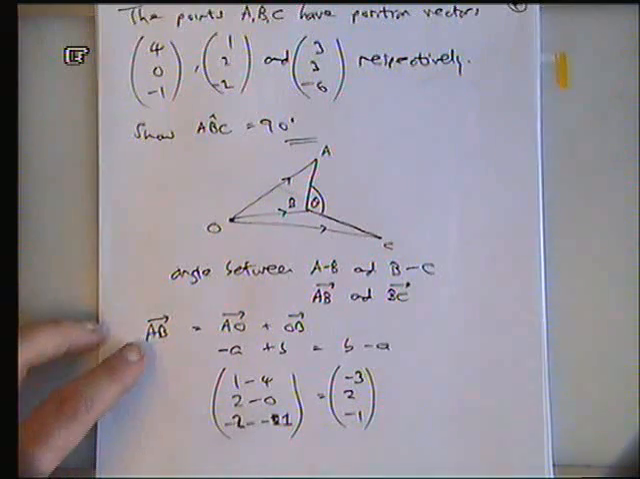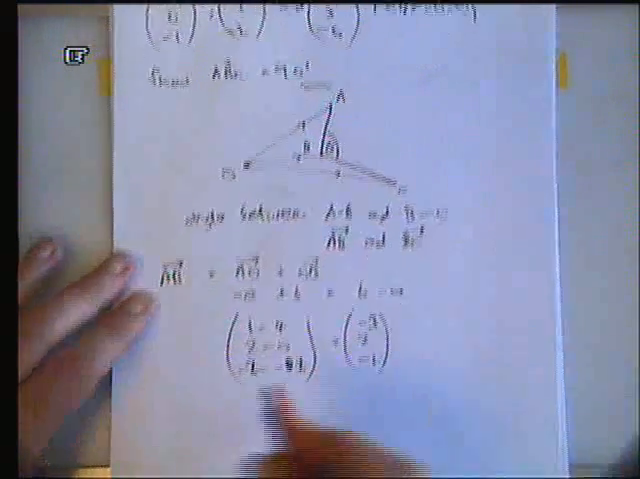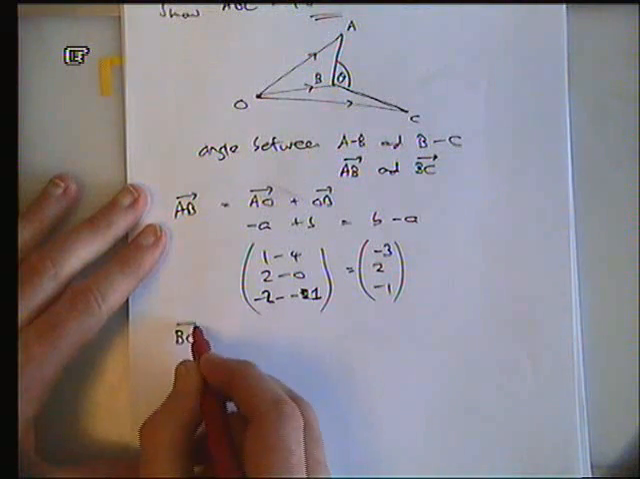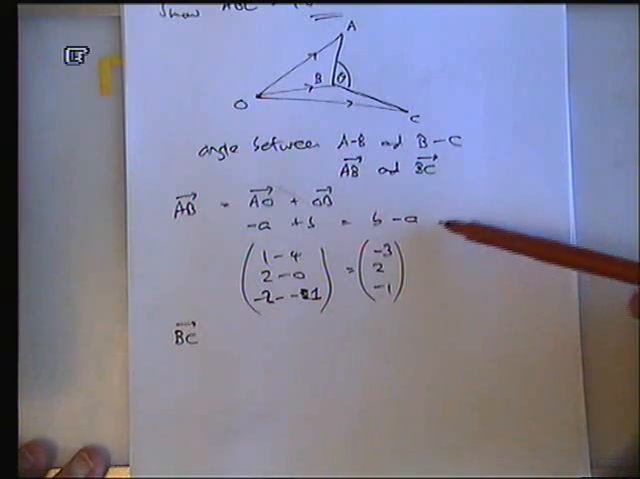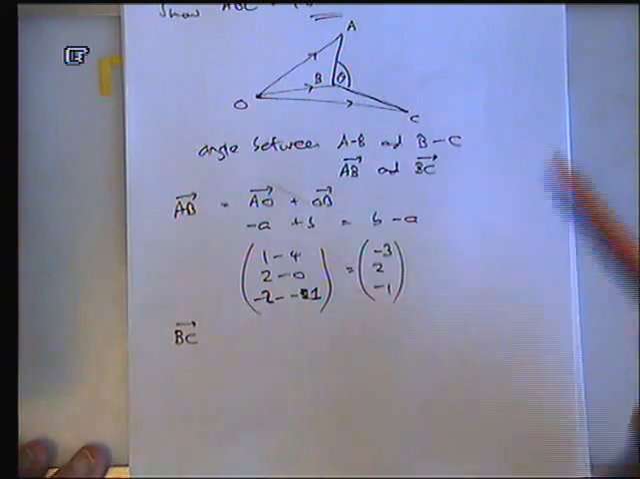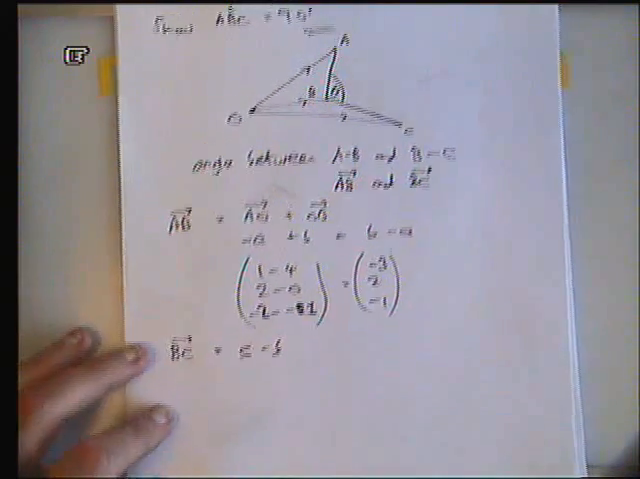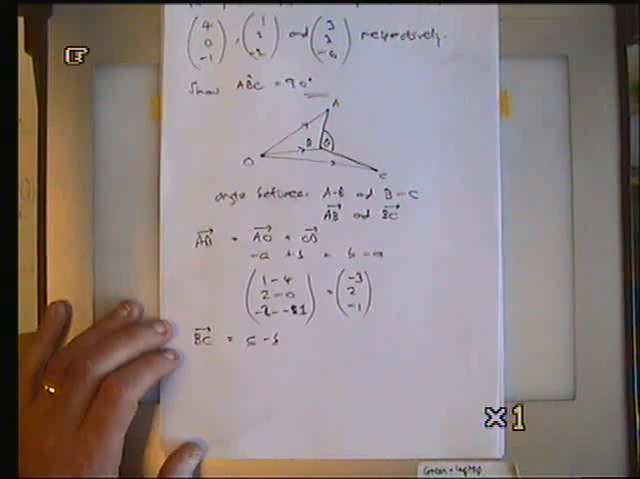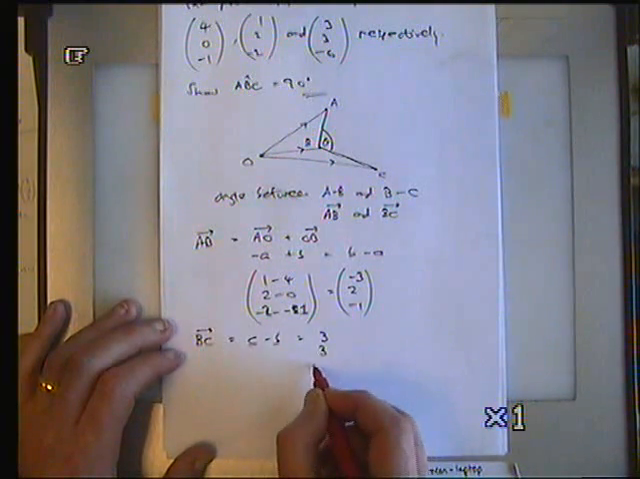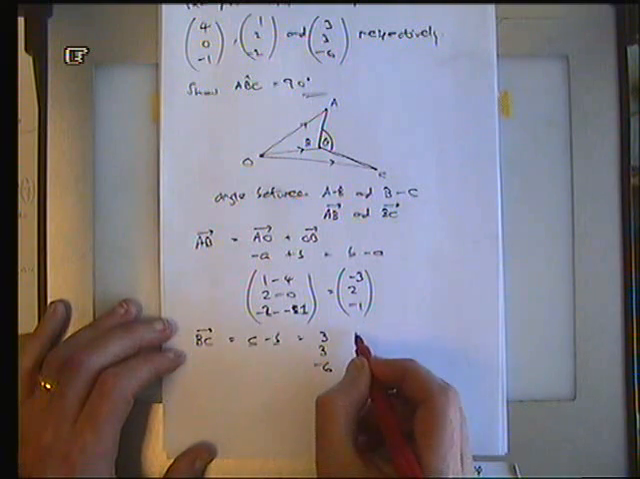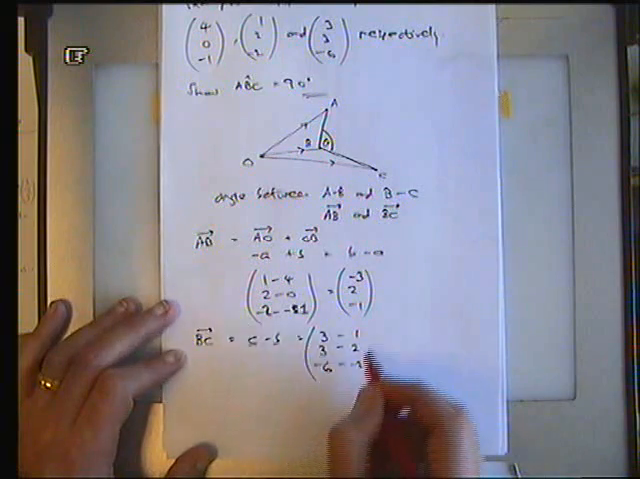So if we could do vector AB, we've already said the next one we need is vector BC. So can anybody tell me how I can jump straight to this equivalent here? C minus B. Yeah, okay. C minus B. I'll shrink it down so we can just see them all. C minus B is 3 minus 1, 3 minus 2, and minus 6 minus minus 2.